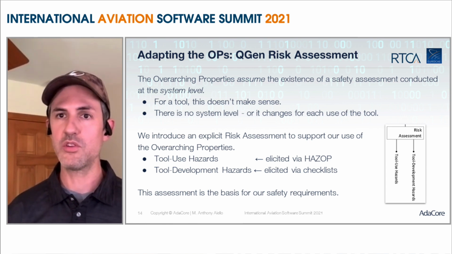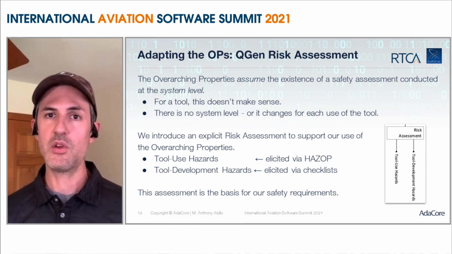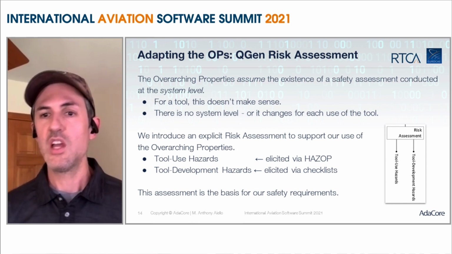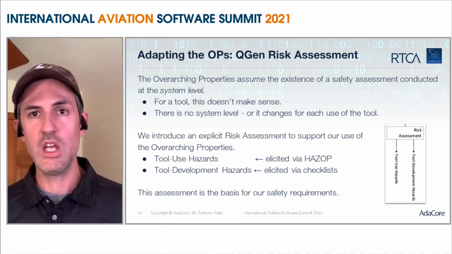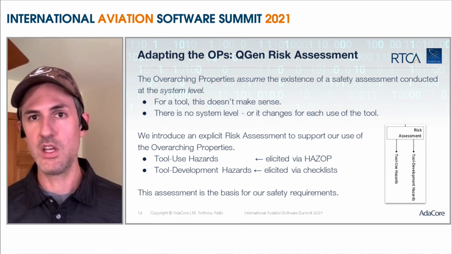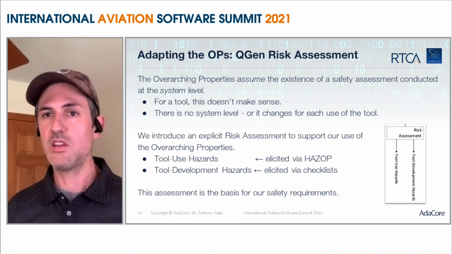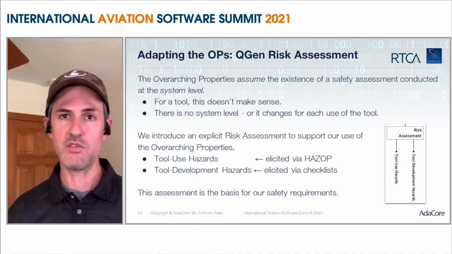There are two pieces to the risk assessment that we're conducting for QGen. The first piece focuses on tool use hazards. These are the hazards that might arise in the use of the tool as part of a safety critical software development process. Here, we elicit these hazards using a HAZOP that's conducted over a functional decomposition of QGen.